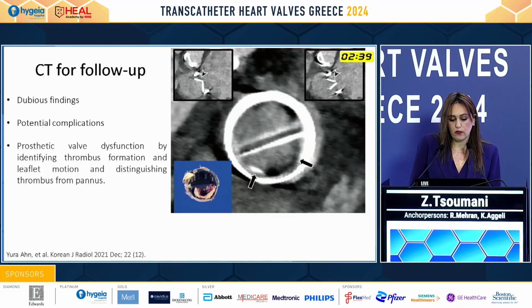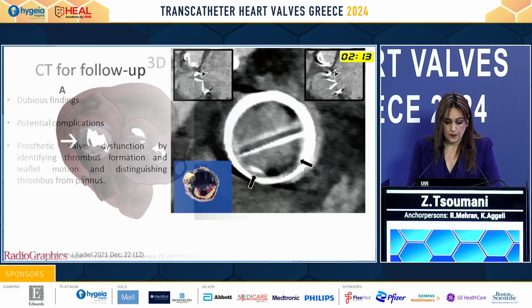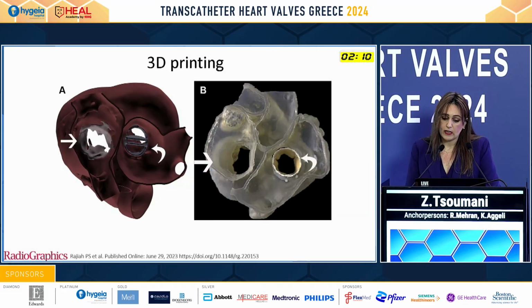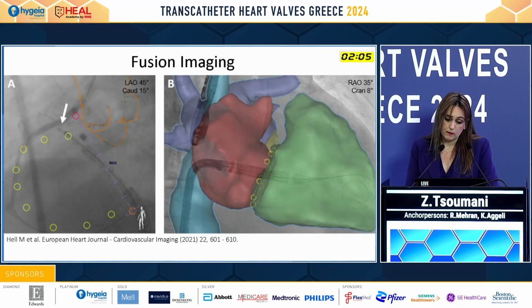We can use CT for follow-up, especially when we have increased gradients through the valve. We can do functional 4D to look at how well the valve is opening and closing, to identify thrombus formation from leaflet motion. And we can also use 3D printing, which is an interesting area, as well as fusion imaging that may help during the procedure.